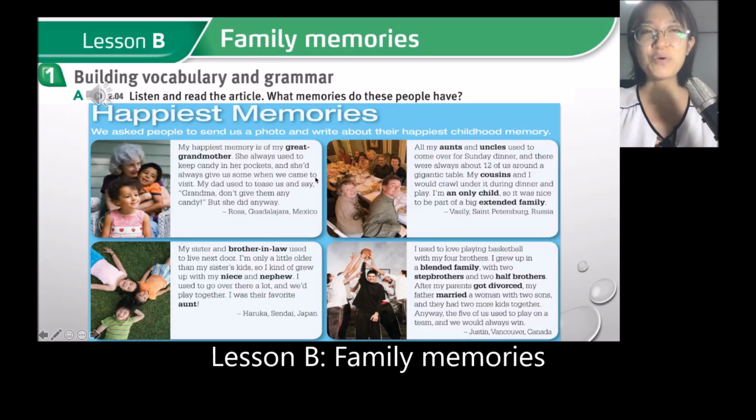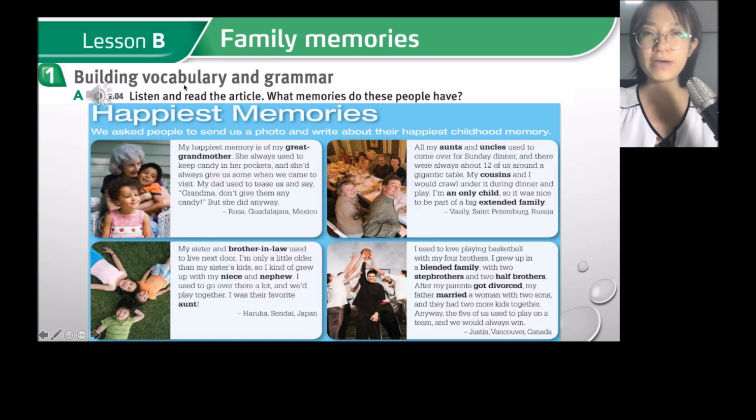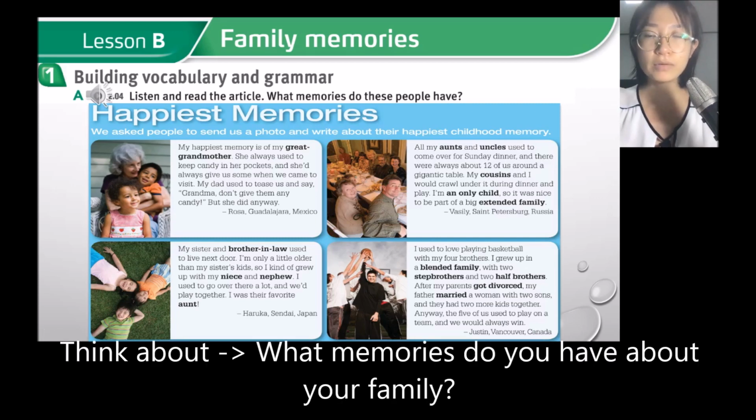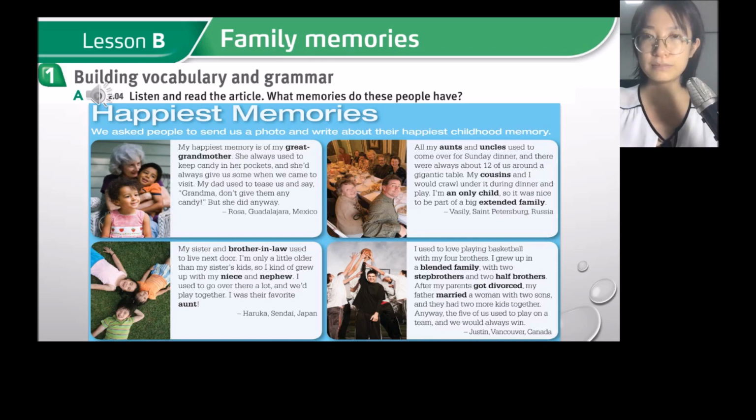Now we shall move on to lesson B, family memories. Our task A is to build up our vocabulary and grammar. Before we start, can you think about what memories you have with your family members in the past? For example, family dinner, a birthday party with your family members, or trips to some interesting places, right, with your family members.